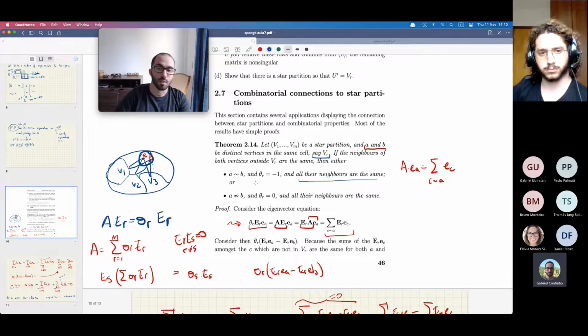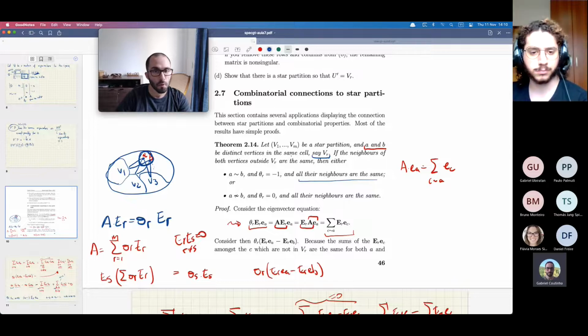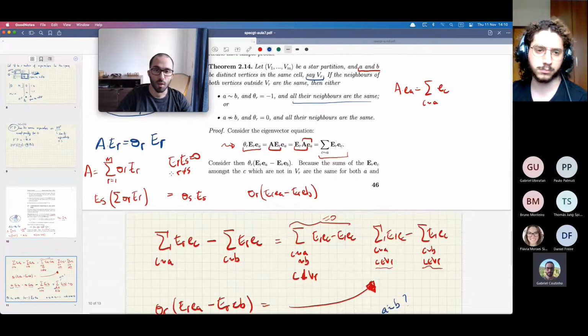So this is quite nice. This is already somehow connecting combinatorics and eigenvectors in a sense, right? It's looking at a star partition and I'm finding information about the eigenvalues. Of course, I had to assume something, but that's fine. That's okay.